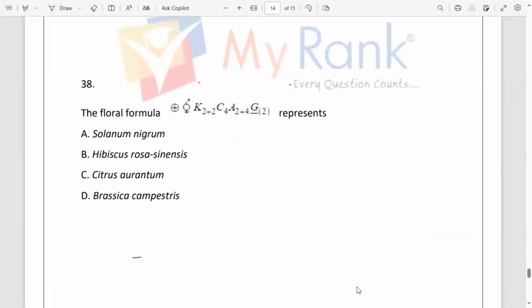The floral formula: actinomorphic, bisexual, calyx 2 plus 2, corolla 4, androecium 2 plus 4, gynoecium 2, syncarpous, superior ovary. So which plant does this represent? It's the floral formula of Brassicaceae. We can clearly identify it by the androecium condition 2 plus 4 and also the calyx. So Brassica campestris, 38, fourth option.